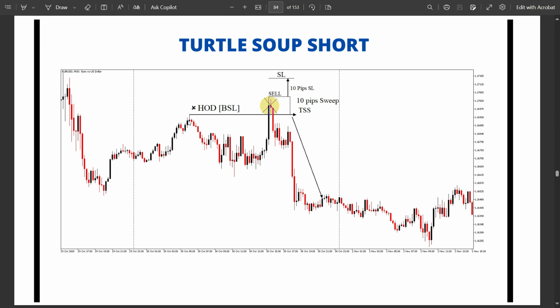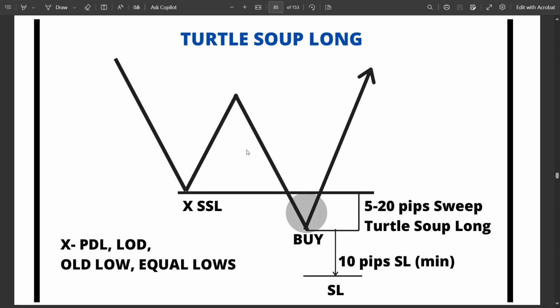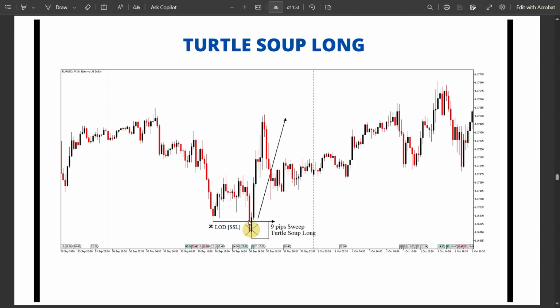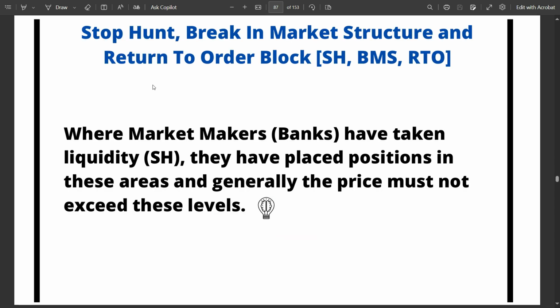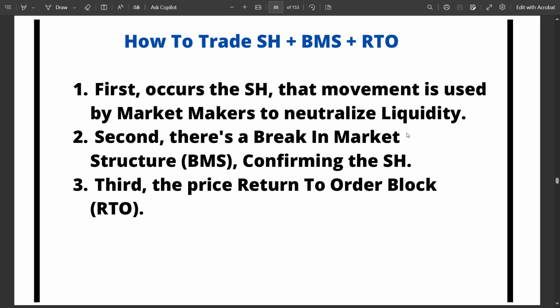Now let's consider the next example for TSL. After breaking a low and triggering stop losses, price moves in the opposite direction, and you can enter a long trade with a 10 pip stop below the stop hunt area. Next part is a 3-part setup which is known as BMS followed by RTO. Here's how it works. First, a stop hunt occurs which is used by market makers to neutralize liquidity.